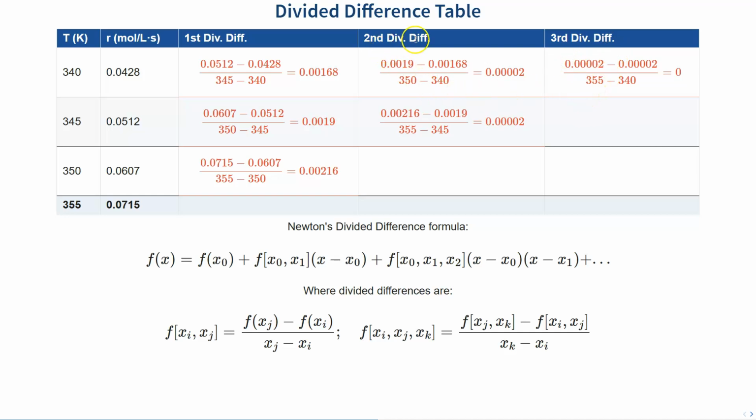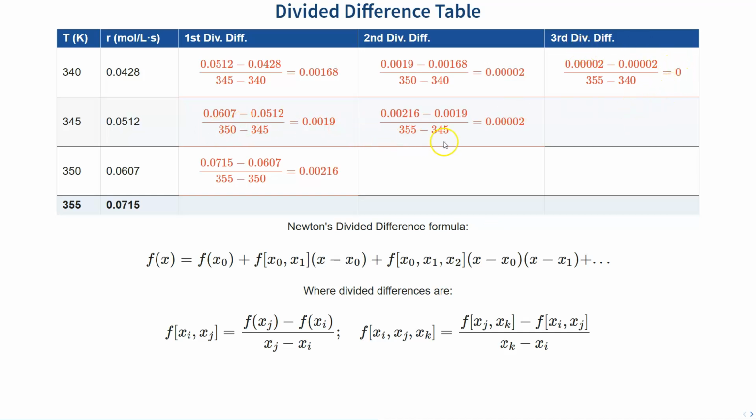Now finally the third divided difference we have to calculate. Using the second divided differences, second one minus first one divided by 355 minus 340. Remember the range of the x in the denominator. So here the third divided difference is 0.